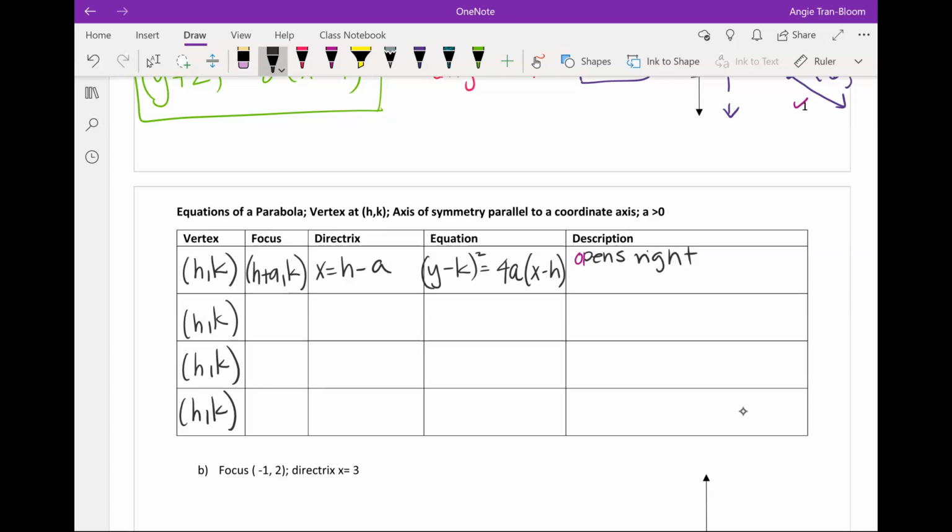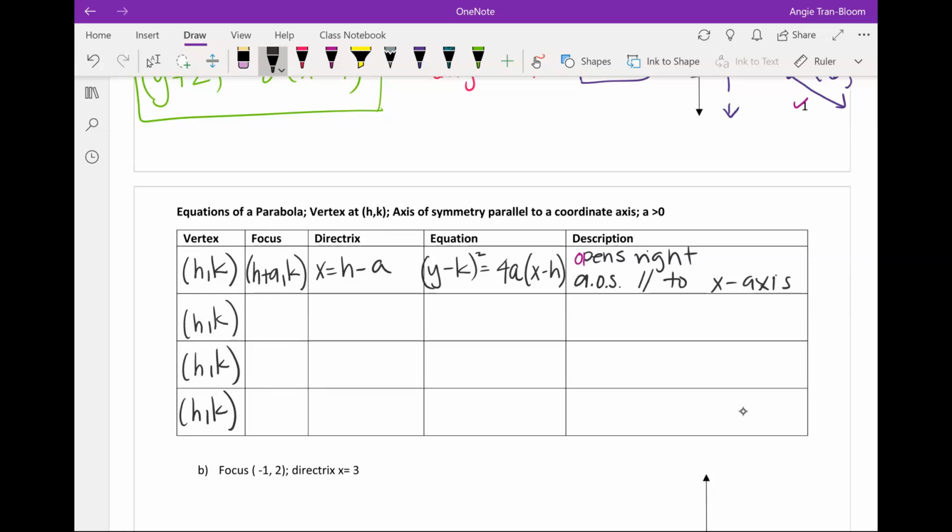Okay. So we knew it opens right. We just got done with that. Now, how about the axis of symmetry? Was it parallel to the x-axis or parallel to the y-axis? X-axis. When it opens right and left, your AOS, axis of symmetry, is parallel to the x-axis. So these are the key things that we need to know.